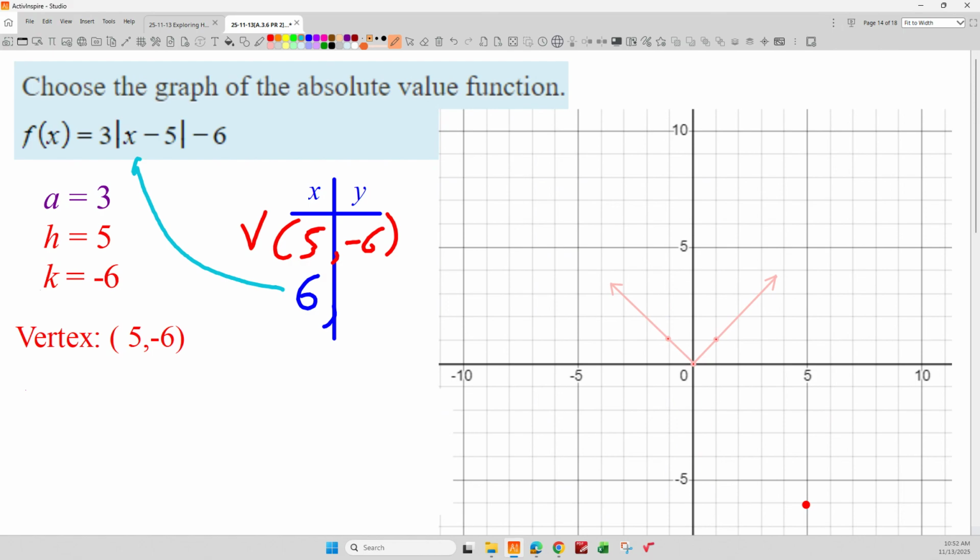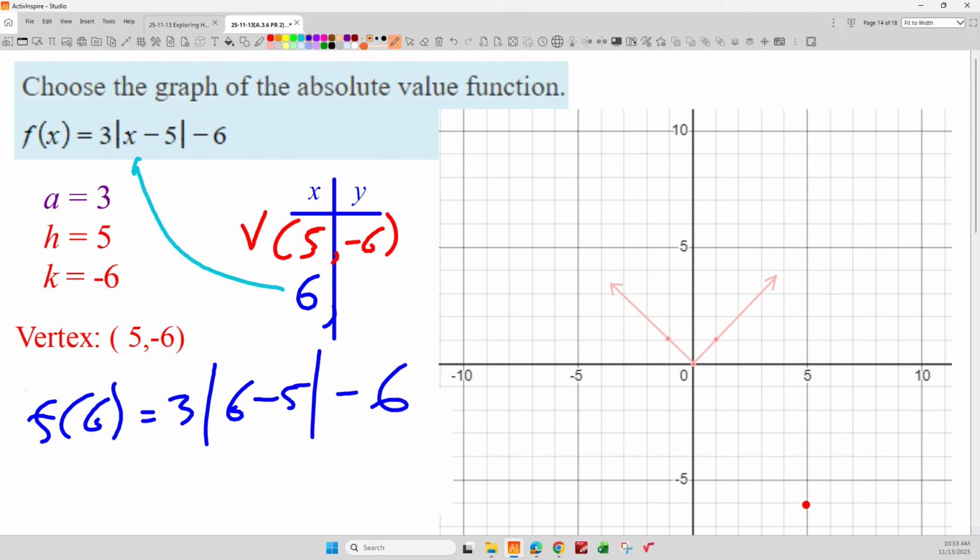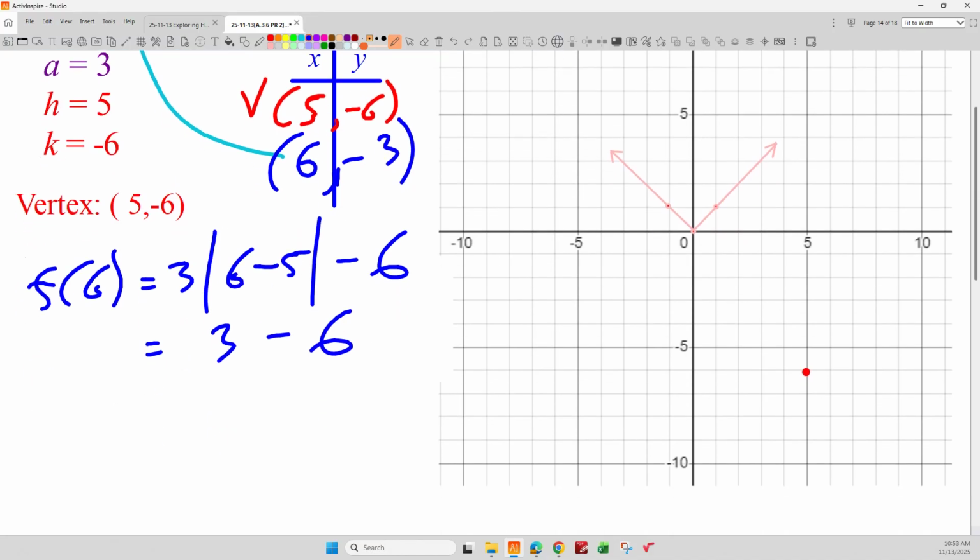Negative 3, I agree, right? How come? Well, look what we're going to get. If I plug in, down here, f of 6 just means 3 times the absolute value of 6 minus 5, minus 6. Well, what's the absolute value of 6 minus 5? 1. So that's just giving me 3 times 1 minus 6. What is it? 3 minus 6? Yeah, it's just negative 3. So over 6 and down 3.